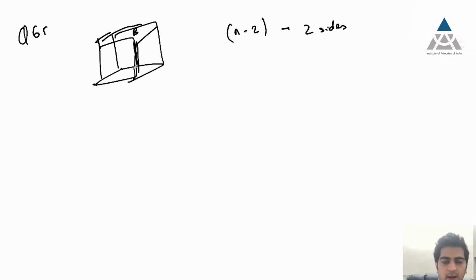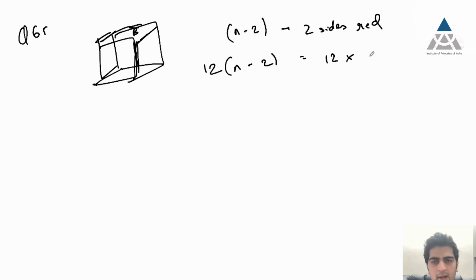So all the edge cubes which have red color on both the surfaces adjoining will have two sides painted red. In total there should be 1, 2, 3, 4, 5, 6, 7, 8, 9, 10, 11, 12 edges. So we already know that two sides painted red should ideally be 12 into n minus 2, which in our case would be 12 into 3, that's 36.